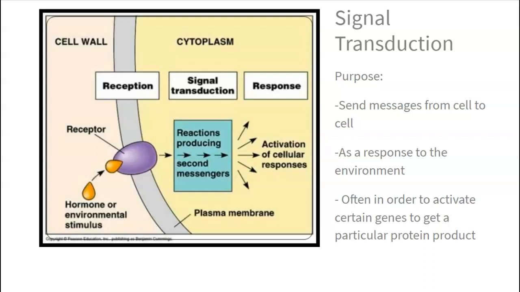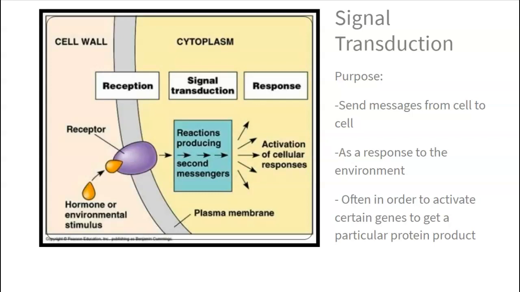And oftentimes, if you're looking at this diagram here, this activation of cellular responses, lots of different things can happen, but one of the most common is that we're turning on or turning off a gene, which is then going to affect protein production. We haven't gotten into this yet, we'll get into it later in the year, but genes and chromosomes give instructions for making proteins, right? So that is oftentimes the response that the cell is having.